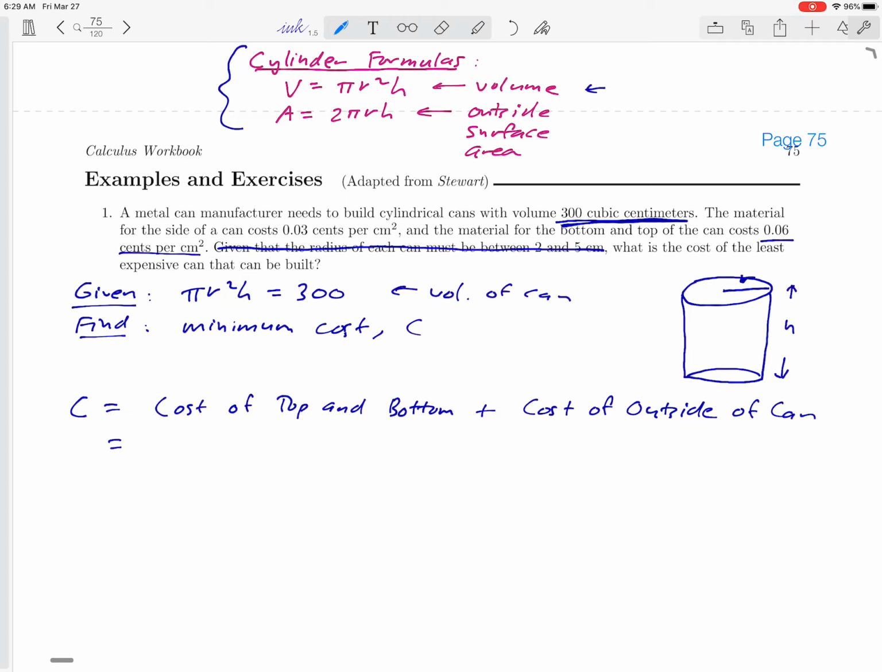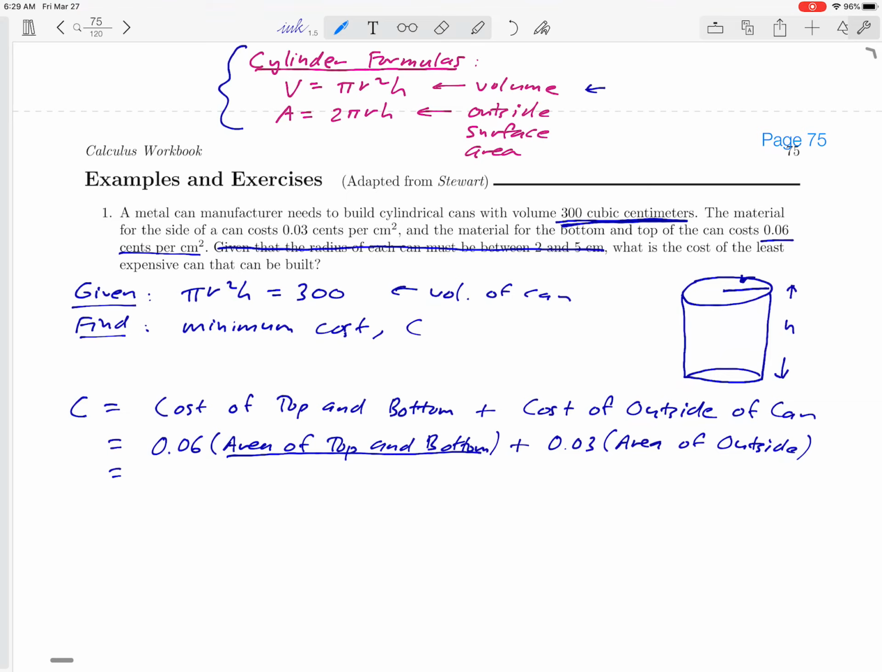Well, they told us that the cost of the top and the bottom was 0.06 cents per square centimeter. But that 0.06 is a cost per unit area, so we need to multiply that by the area of the top and the bottom, to turn it into a cost. And similarly, for the cost of the outside of the can, they told us that that's 0.03 cents per square centimeter. So we need to multiply that by the area of the outside of the can.